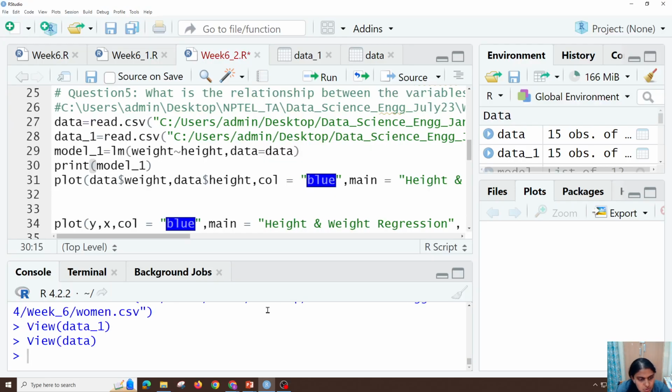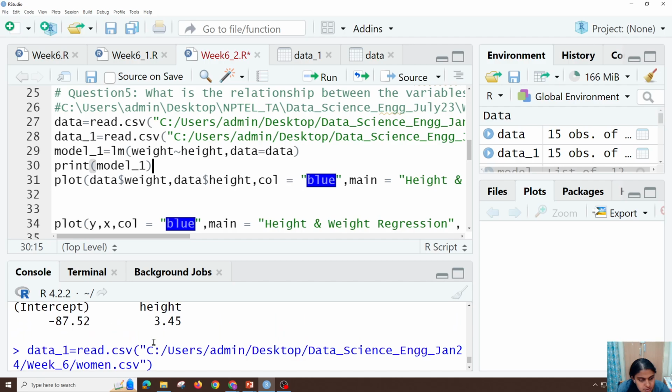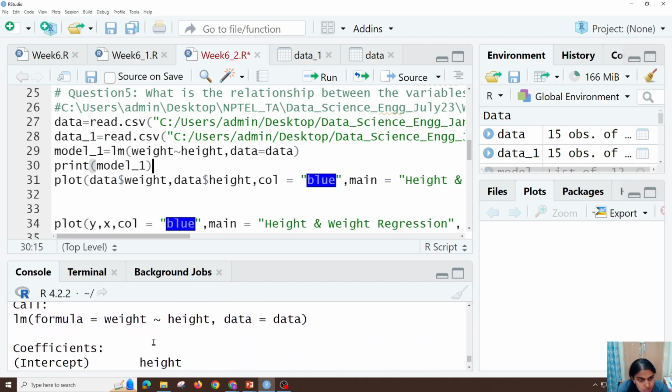In the code also, if I just put summary, it is in this way.